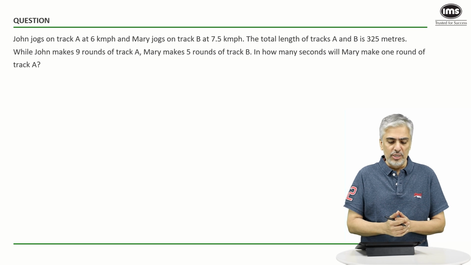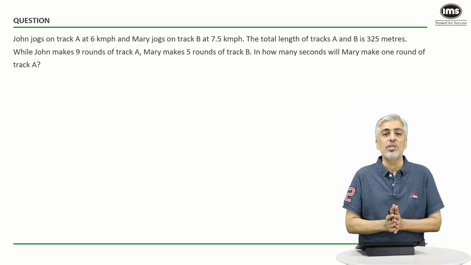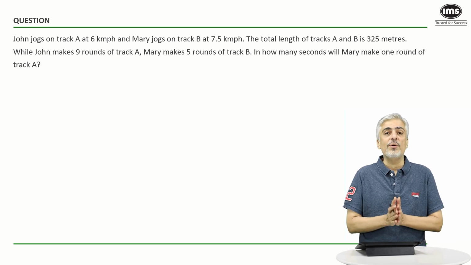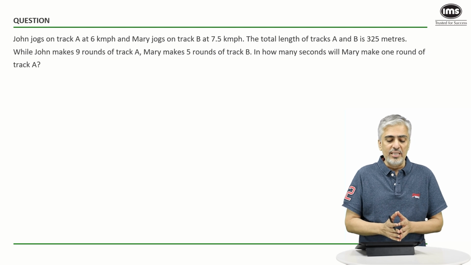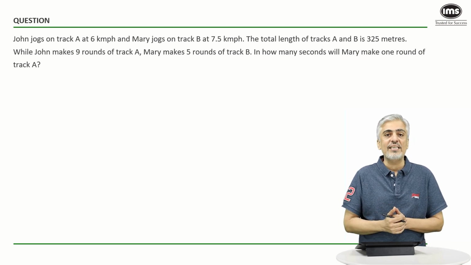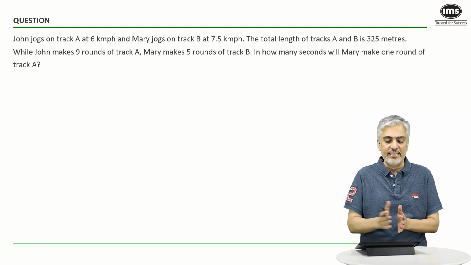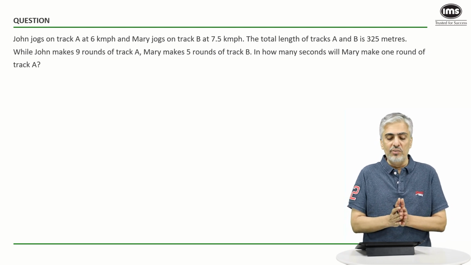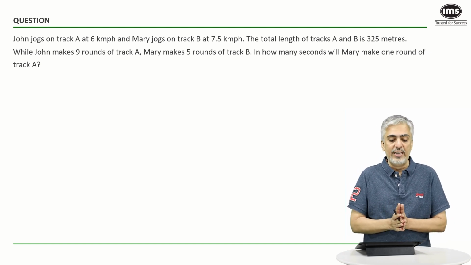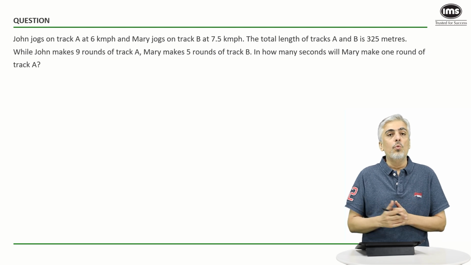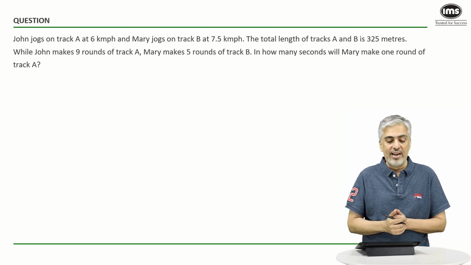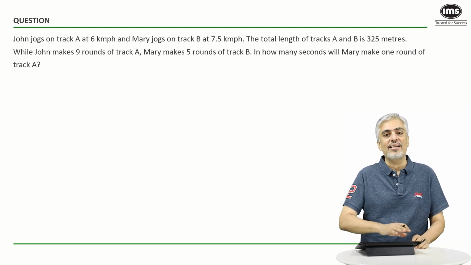This question is a question on time, speed, distance and a question on circular races. So let's have a look at it very carefully. They've told us that John jogs at 6 kilometers per hour and Mary jogs at 7.5 kilometers per hour. Their speeds are 6 and 7.5. The total length of the track A and B is 325 meters. While John makes 9 rounds of track A, Mary covers 5 rounds of track B. In how many seconds will Mary make 1 round of track A?